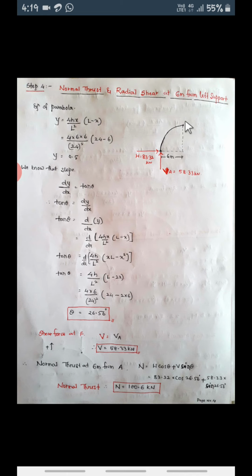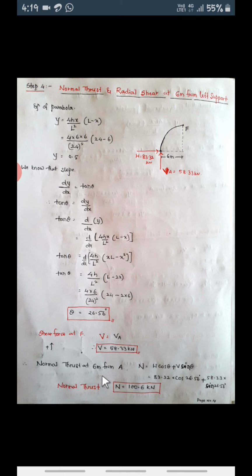How many vertical forces? Only one here. So don't consider this. I am saying summation of all the vertical forces between A and F. Only one force is there. So therefore shear force at F, V is equal to VA, which we have already calculated. This is 58.3. This is the shear force at F.